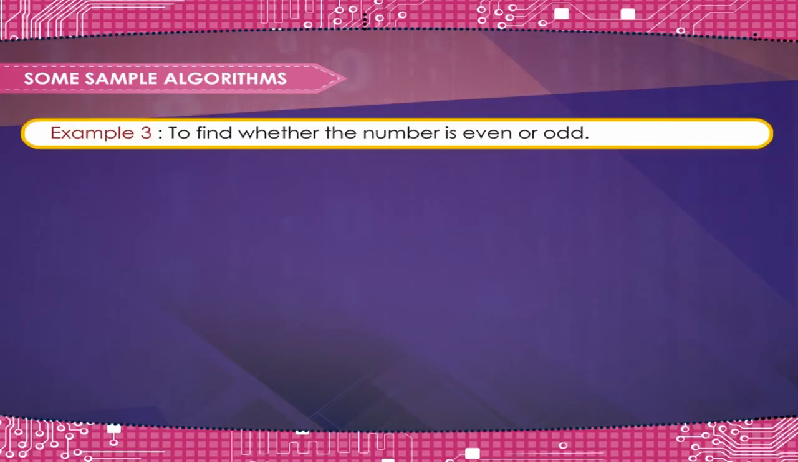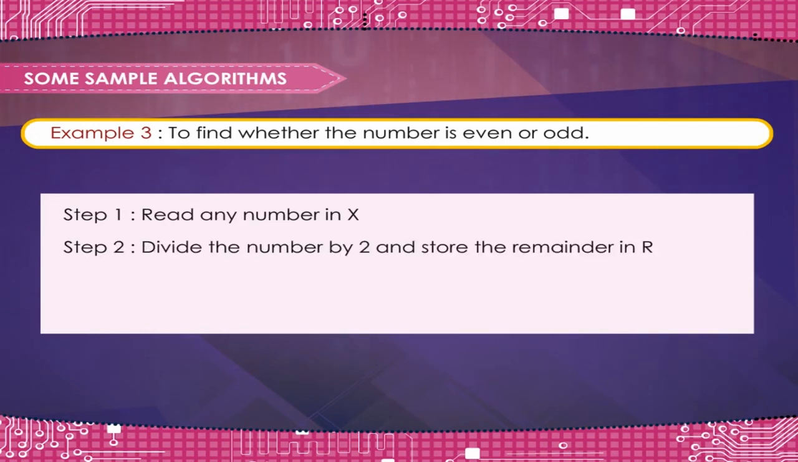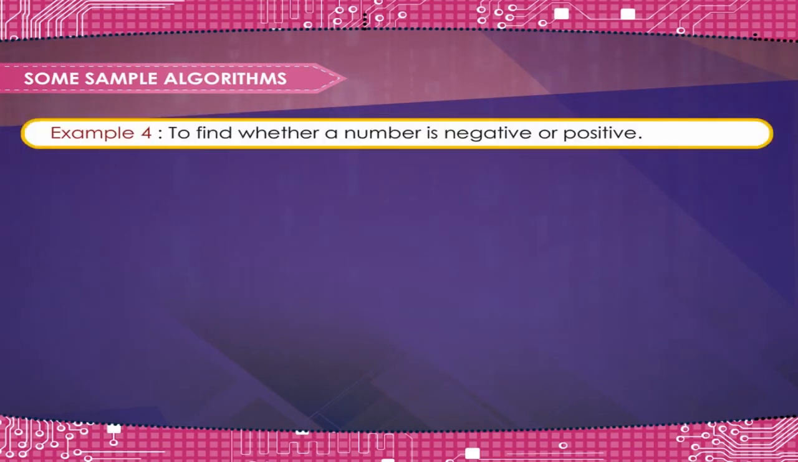Example 3. To find whether the number is even or odd. Step 1. Read any number in X. Step 2. Divide the number by 2 and store the remainder in R. Step 3. Check if R is equal to 0, then print even, else print odd. Step 4. Stop.